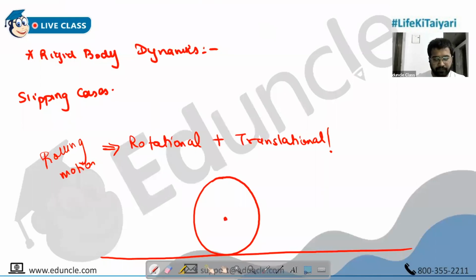Anyway, it has a center of mass. It is moving in the forward direction with velocity of center of mass, and if it also rotates with some angular velocity omega, then two things are happening simultaneously, rotation and translation, and together you call it rolling. We know that.